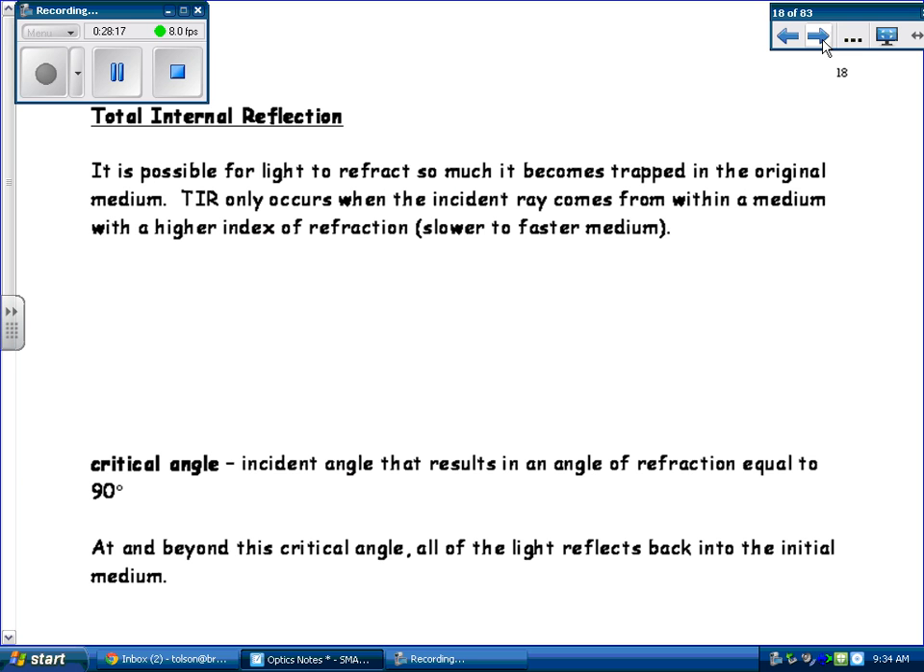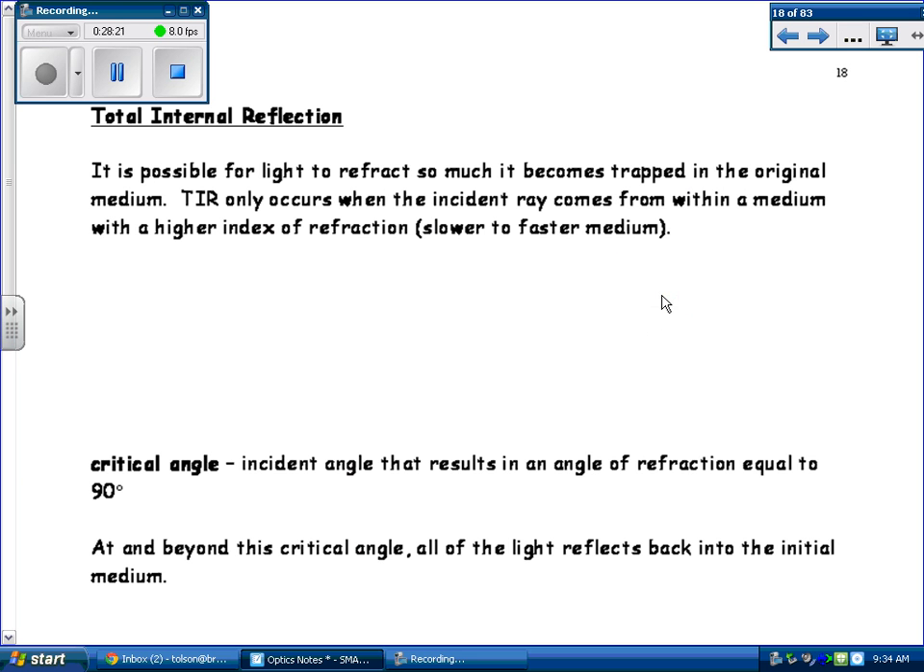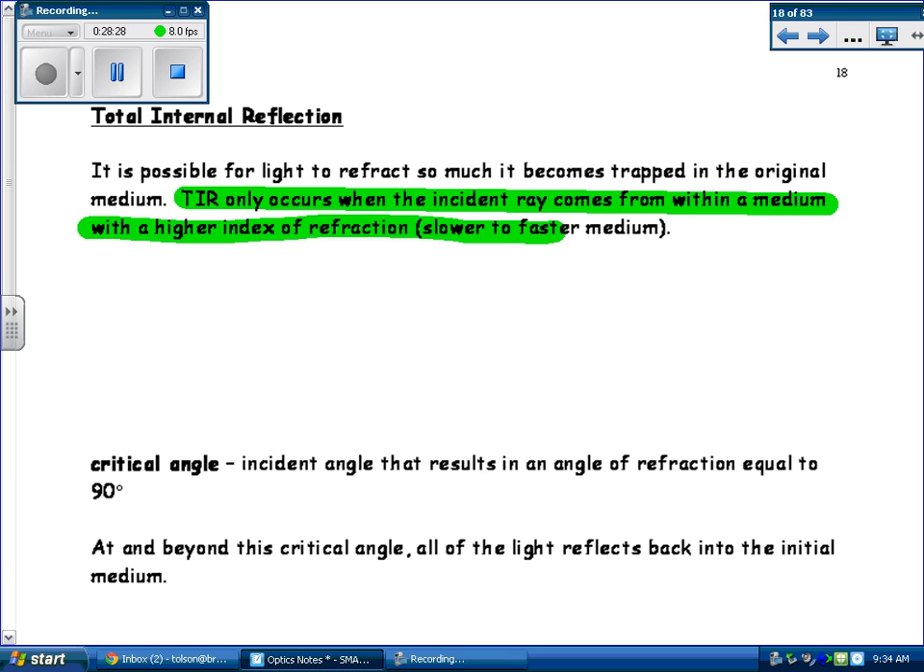And it can only happen, this is really important here, and this is sort of the internal check, and I'll show you what I mean by this. It only occurs when the incident ray comes from within a medium with a higher index of refraction. So it's going from a higher index to a lower index. So it only occurs if N1 is greater than N2.